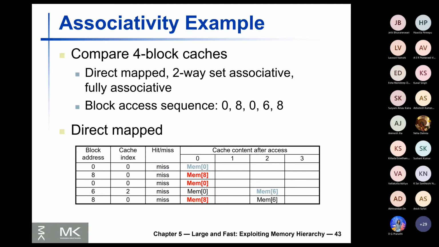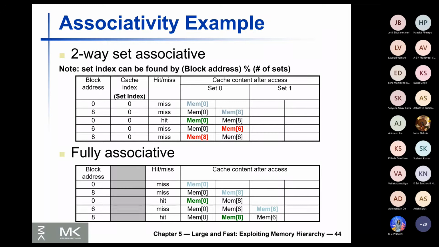Just remember one thing, that in direct map cache you are thinking of the cache index, and in the set associative cache you are thinking of the set index. The cache index basically becomes the set index. How can you find the set index? It can be found by the block address modulo number of sets. Remember that.